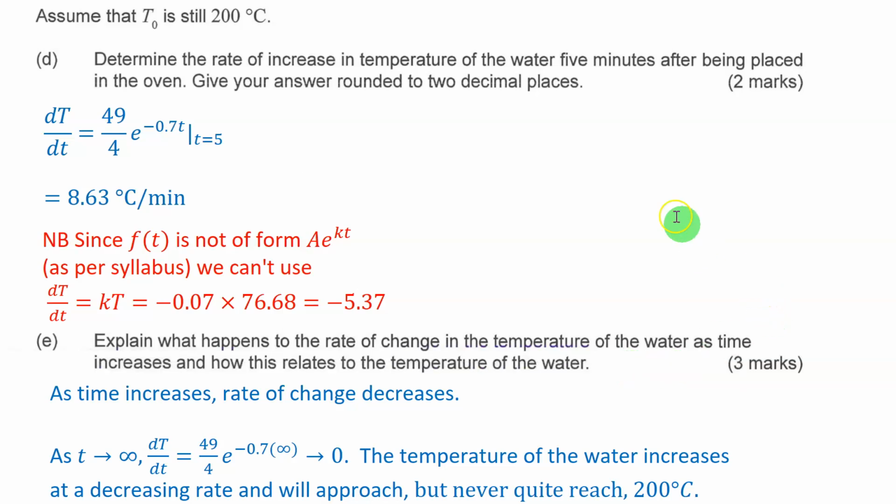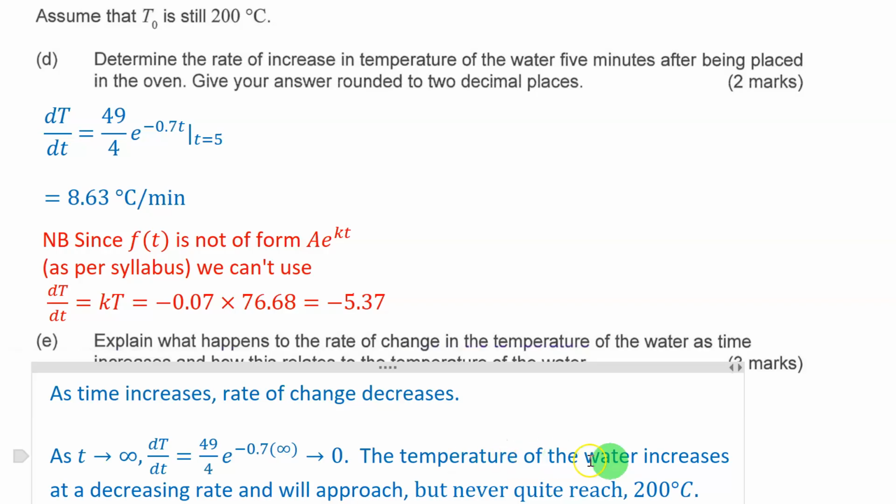So basically we can start off by saying as time increases, the rate of change will decrease. And then how does this relate to the temperature of the water? So obviously we know that as t goes up, the rate of change here is going to be e to the negative. And as t increases, e to the negative is going to become very close to 0. So that's what we're saying here. As t tends to a large number, the rate of change tends to 0. And so that's backing up this from the differential equation here.